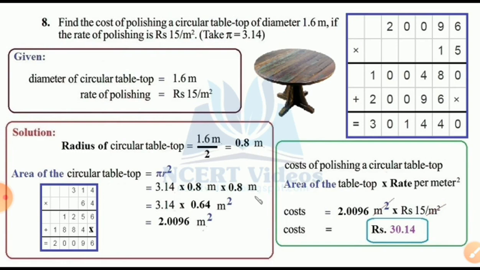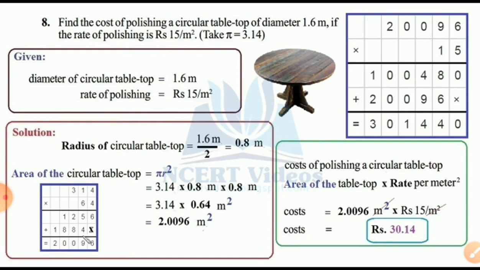Radius of the circular table is equal to 1.6 divided by 2, that gives you 0.8. Area of the circular tabletop is equal to pi r square. Here 3.14 multiplied by 64 gives me 20,096. But there are 2 plus 2, 4 decimal places, so I move my decimal point 4 steps to the left and the answer will be 2.0096 meter square.